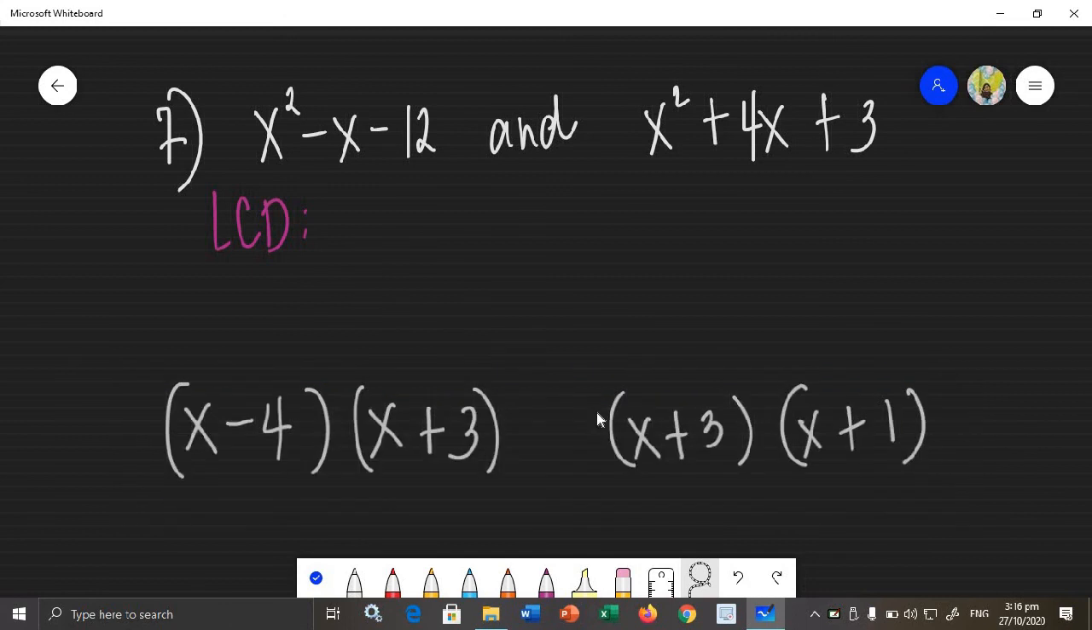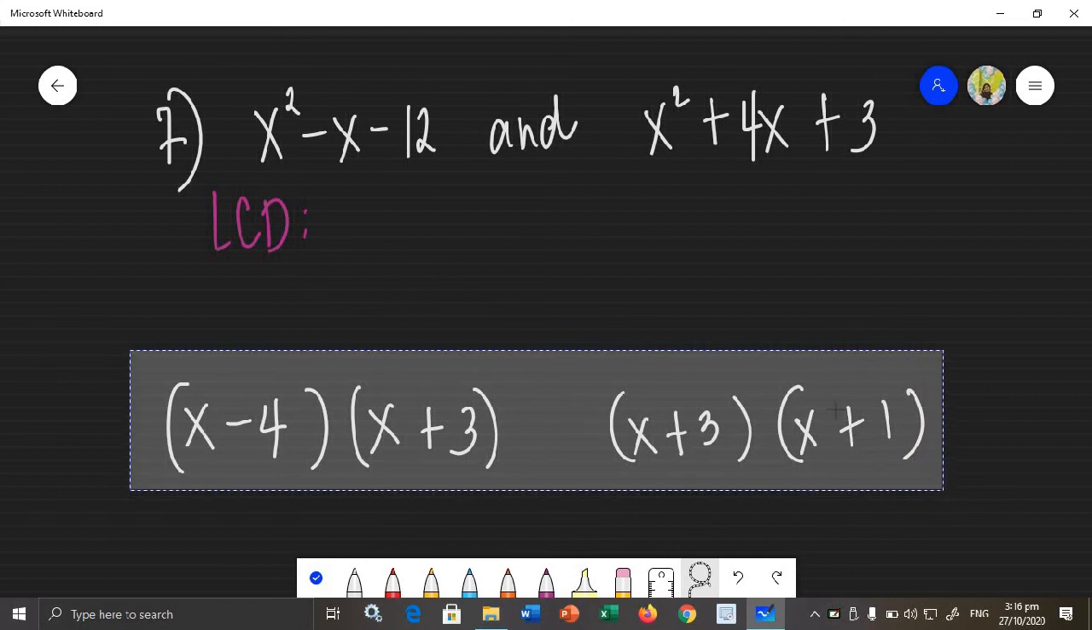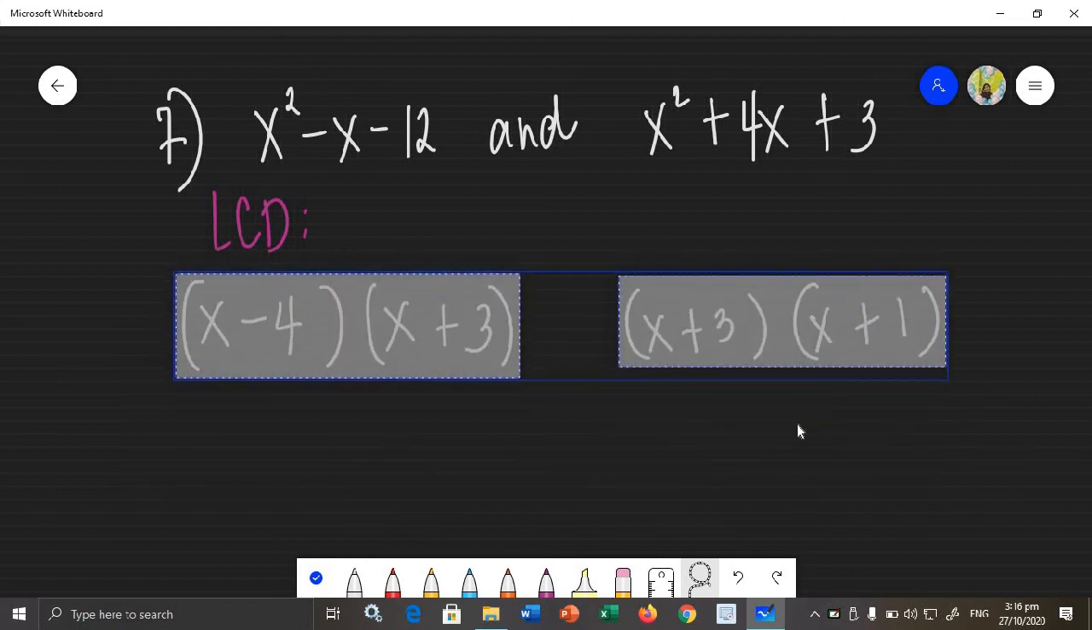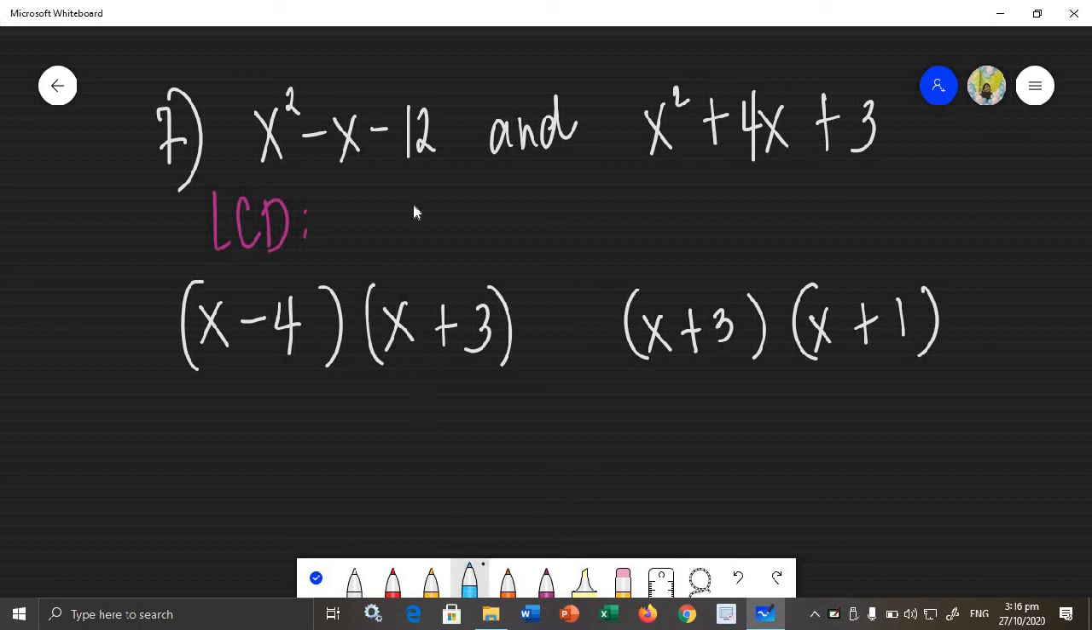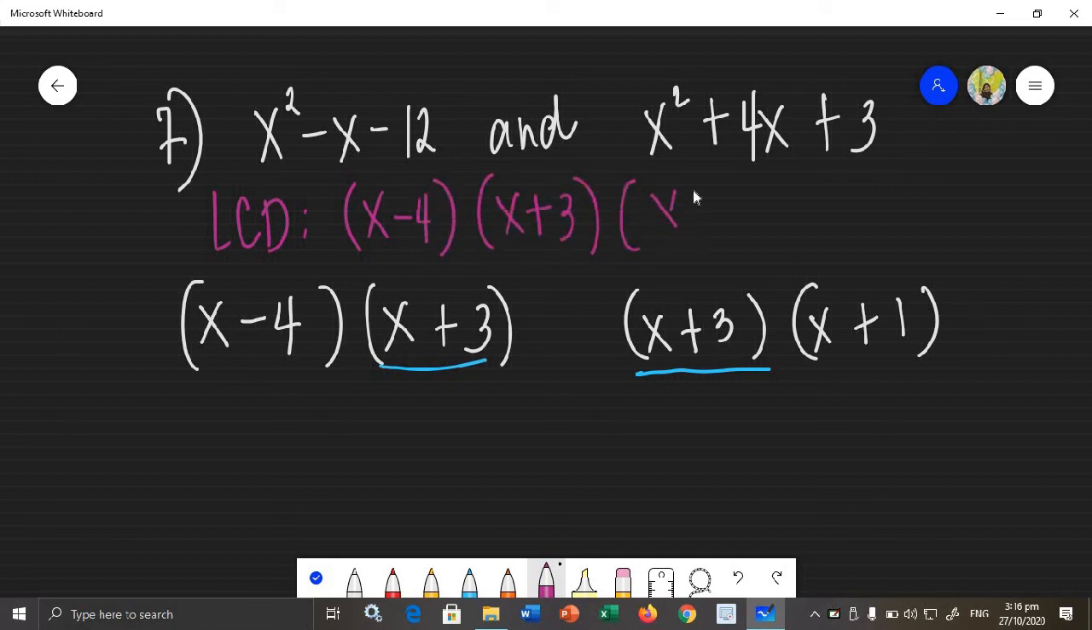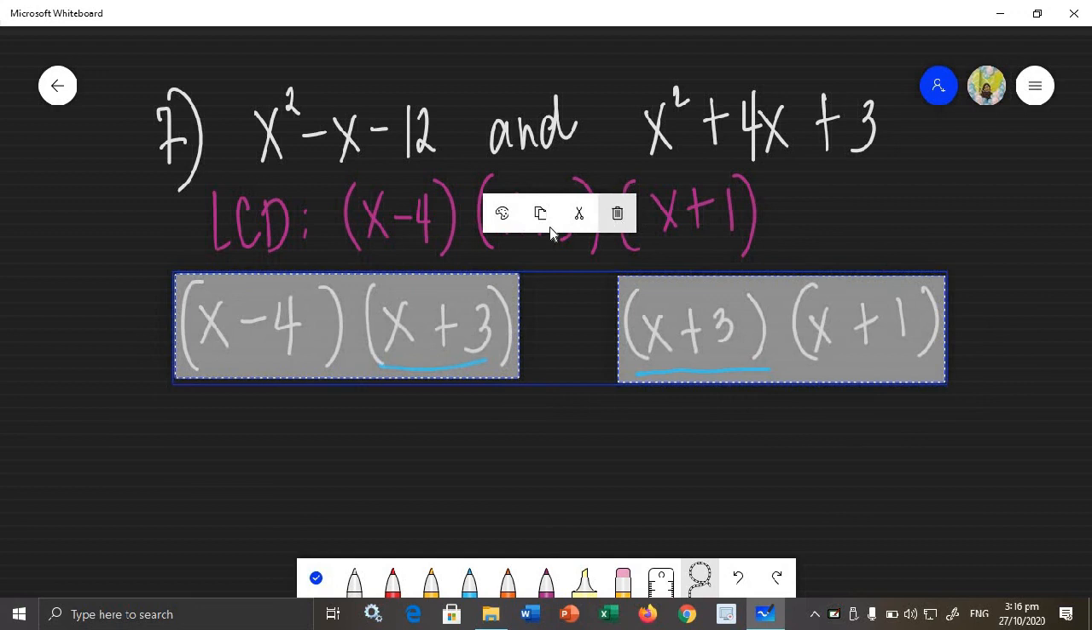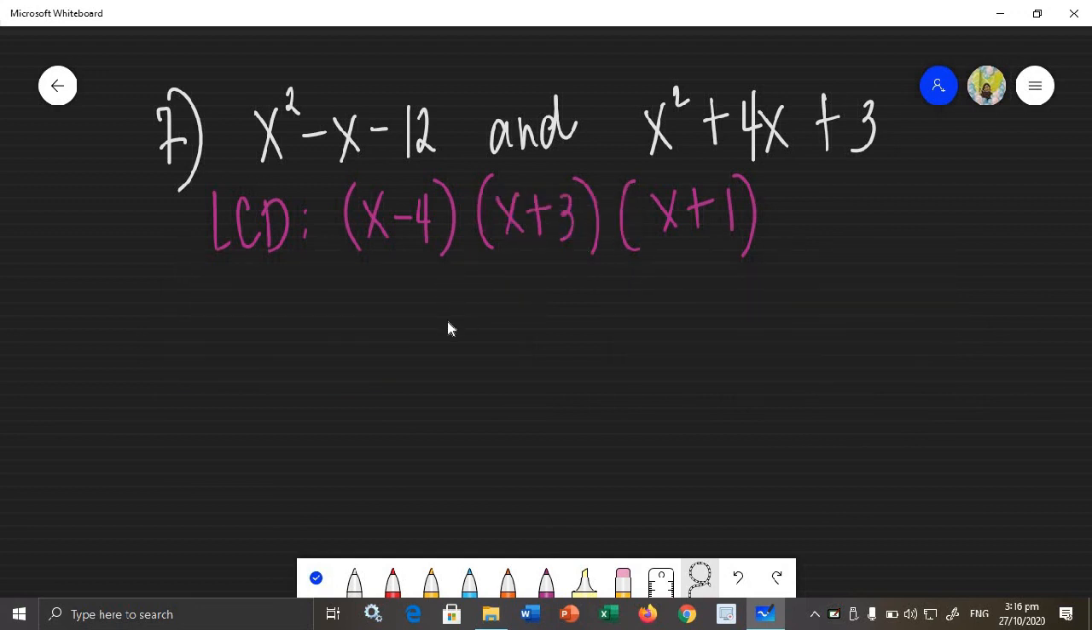So now that I have all the factors of the given trinomials, observe muna natin sila. Napansin natin na there are 2 x plus 3 or may dalawang x plus 3. Therefore, we will count that as 1. So if I am going to write the LCD or the least common denominator of the given, that will be quantity x minus 4, quantity x plus 3, and quantity x plus 1. And that will be the answer. And the answer can be interchangeable or pwede magkapalit-palit.